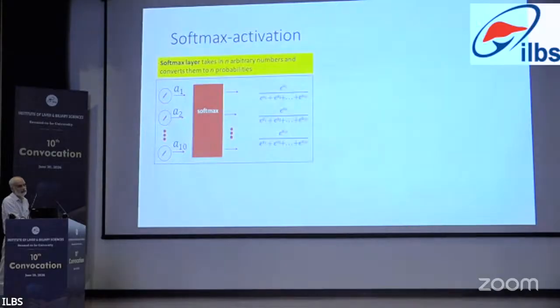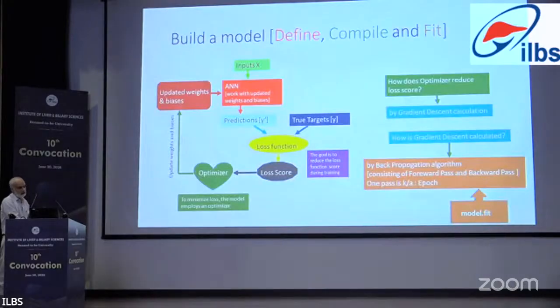Now, what is softmax? If we have one probability, then there are two outputs and the probability varies between 0 and 1. Suppose there are 10 outputs, then each output will have some probability and the sum of these probabilities will be equal to 1. So if we have 3 outputs, then the sum of all these 3 outputs should be 1. So this is called softmax.